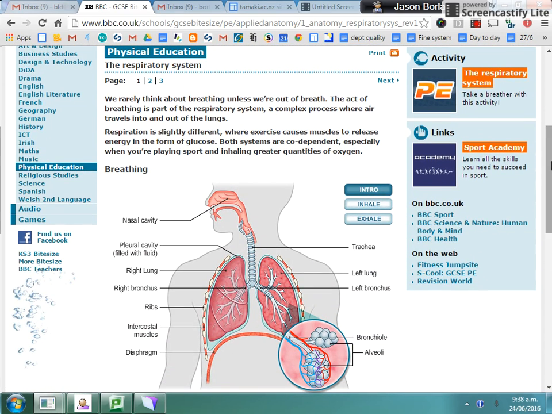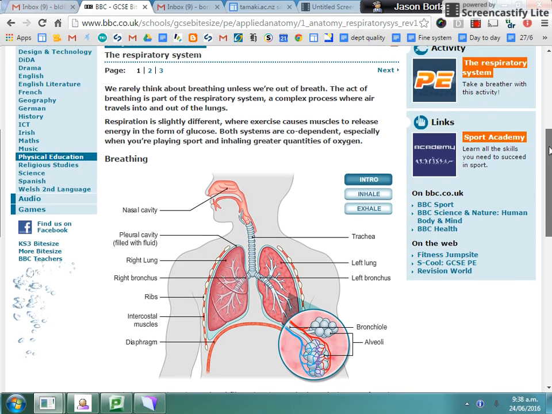Okay, the respiratory system is connected to the circulatory system. They work together. The respiratory system is all about how you get the oxygen from the air and get it into your body. The circulatory system is about how, once the oxygen is in the body, you get it out to the muscles. Together we call it the cardiorespiratory system. But we'll just look at it here in terms of the respiratory system.